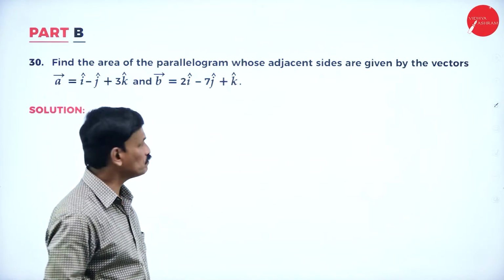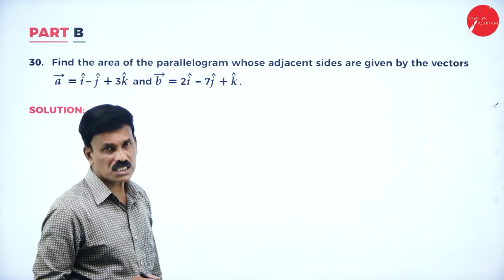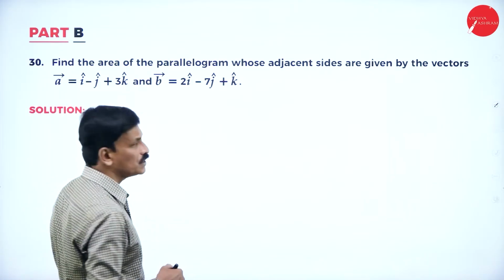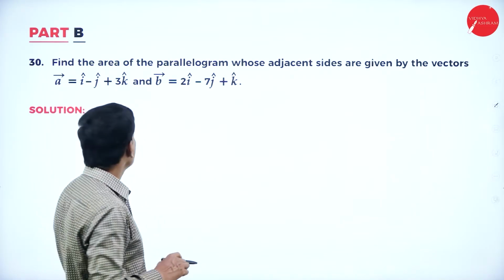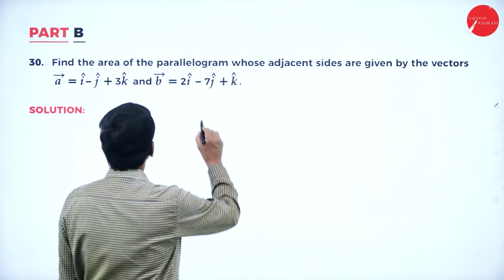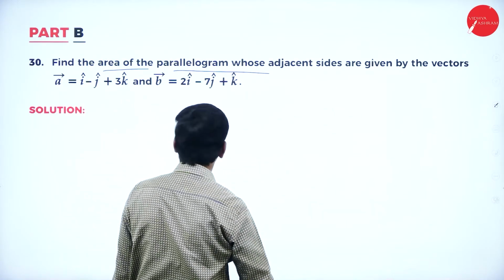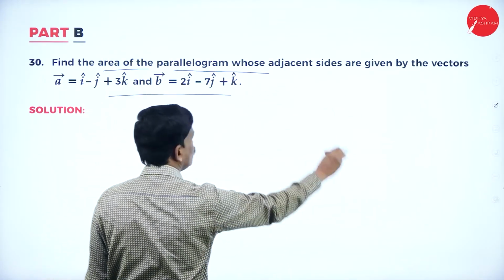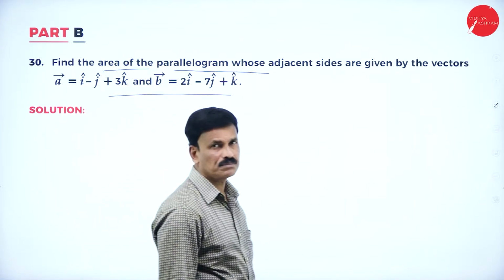What is the problem? Problem number 30. It is again from the vector concept. What is the problem given? So, this year you are going to get 2 marker questions in vectors. Okay. Now, find the area of the parallelogram whose adjacent sides are given by the vectors A and B. Now, what is required to find the area of the parallelogram?